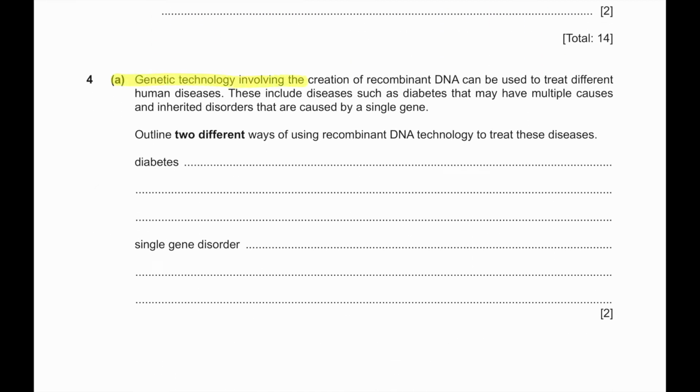4a, genetic technology involving the creation of recombinant DNA can be used to treat different human diseases. These include diseases such as diabetes that may have multiple causes, and inherited disorders that are caused by a single gene. Outline two different ways of using recombinant DNA technology to treat these diseases. First of all, diabetes, we can make insulin from GM bacteria. And for single gene disorders, we can do gene therapy.